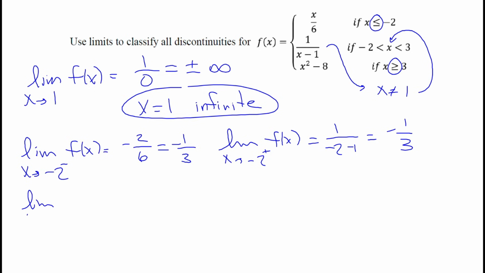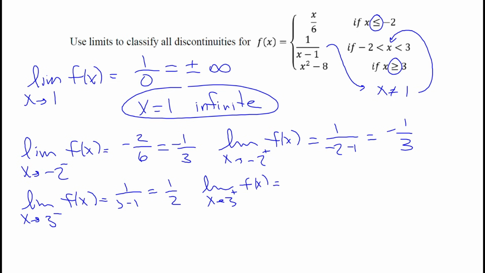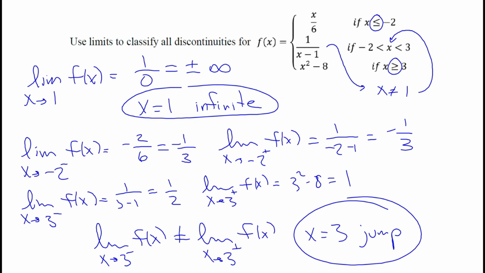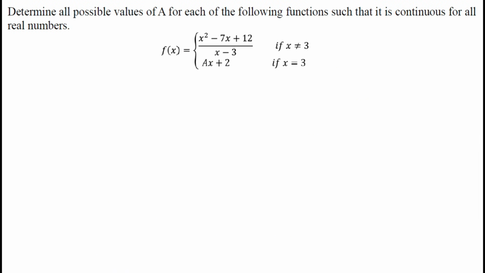Then we need to check at 3. The limit as x approaches 3 from the left of f of x is 1 over 3 minus 1, which is a half. And the limit as x approaches 3 from the right of f of x is 3 squared minus 8, which is 1. Well, that means that 1/2 does not equal 1. The limit as x approaches 3 from the left of f of x does not equal the limit as x approaches 3 from the right of f of x. Therefore, x equals 3 is a jump discontinuity.